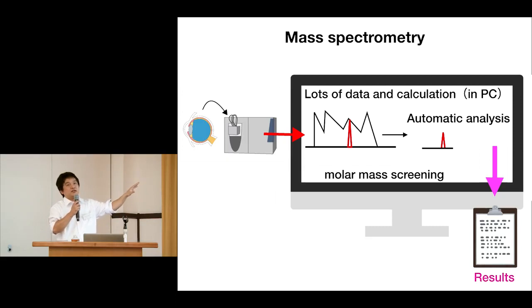In the PC, they can get a lot of data. They automatically analyze each amino acid and give the result. Usually, we just check the result, but we don't know what's going on in the PC. So to identify the abnormal D aspartate, with the same molar mass, we changed the method for this instrument.